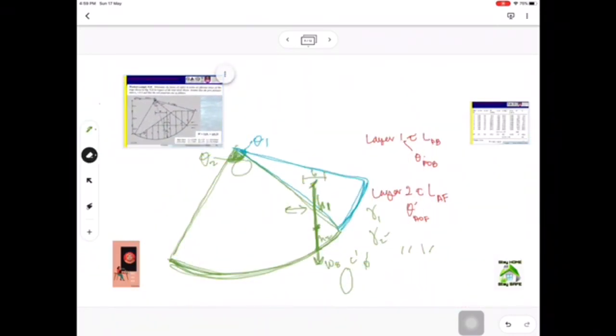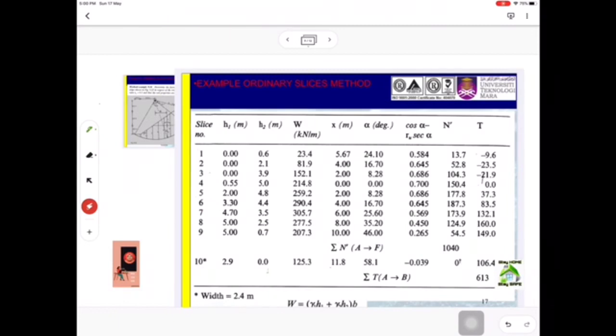So the solution is still the same. 9 slices, because we have 9 slices. 10 slices. So we have H1. H1 is the height, average height from layer 1. H2 is from layer 2. Okay, and then W is where you get from gamma 1 H1 plus gamma 2 H2 times B.